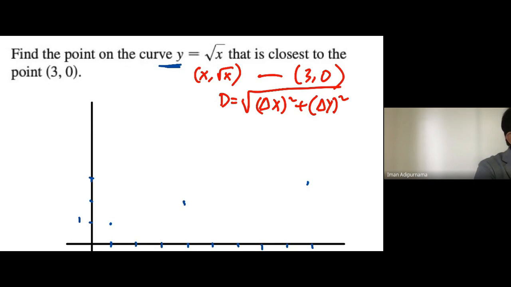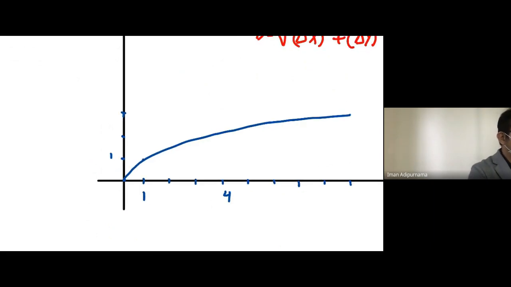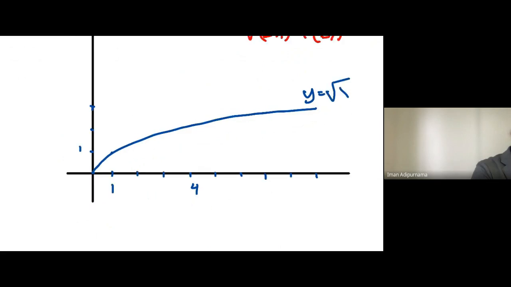But if you're still confused, maybe you can draw first. Sometimes you can directly get the formula if you want, but maybe it's better to draw. Okay, maybe this will be it. It's not too smooth, but yeah. Let's say this is our square root of x.